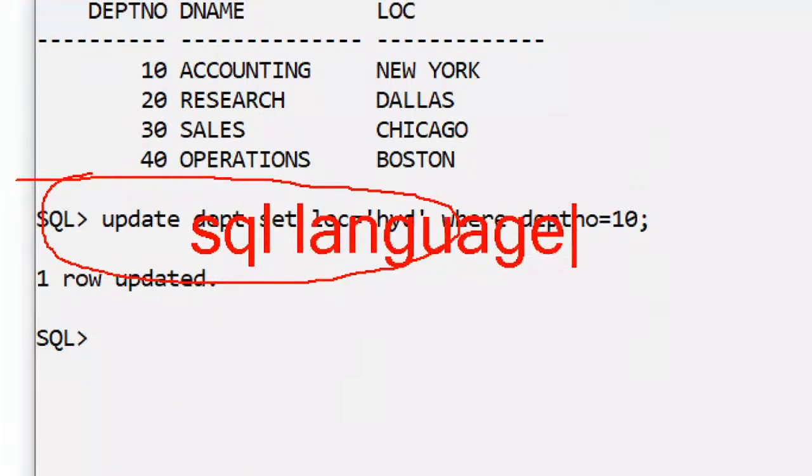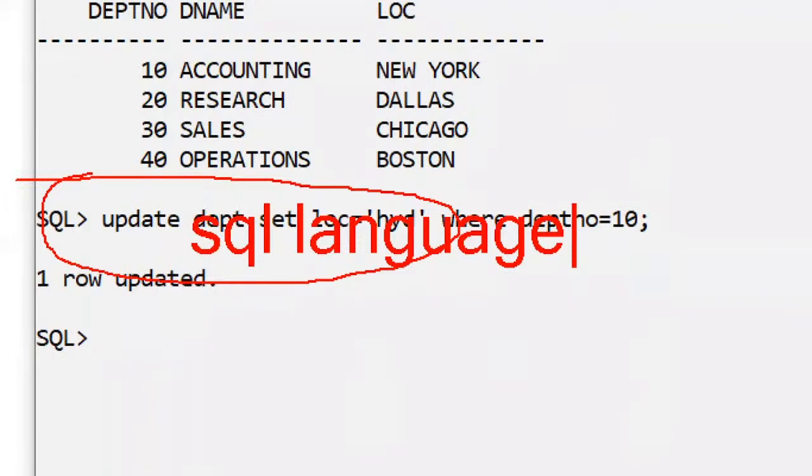These are non-procedural languages. Variables are not there. Loops are not there. Conditions like if and case are not there. These types of things are not there. It is a very easy, non-procedural language. One, two or three lines of coding, simple.